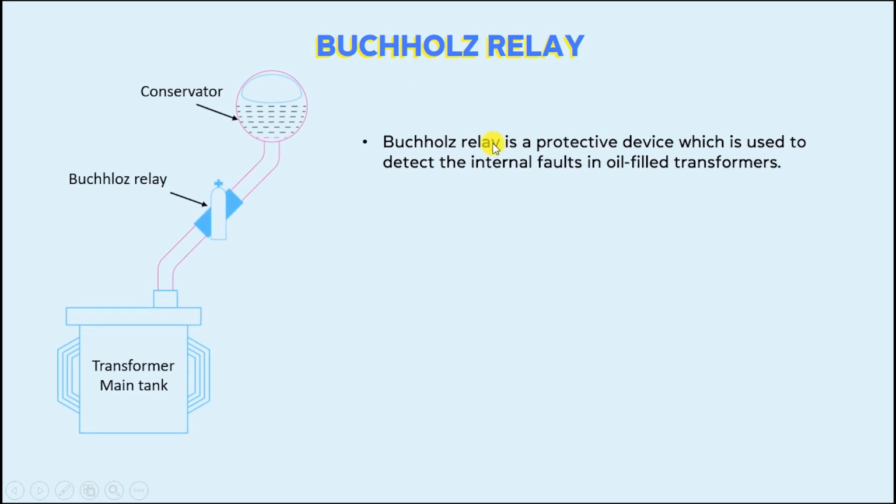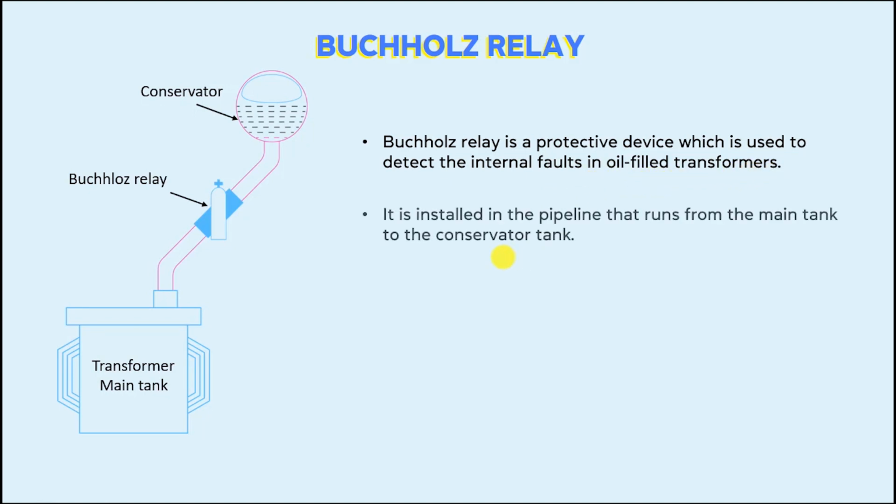Now moving on to the next point, which is the Buchholz relay. Buchholz relay is a protective device which is used to detect internal faults in oil-filled transformers. It is installed in the pipeline that runs from the main tank to the conservator tank. Here you can see this is the transformer main tank, conservator, and the Buchholz relay is installed here in the pipeline.